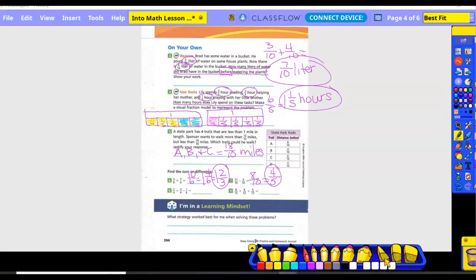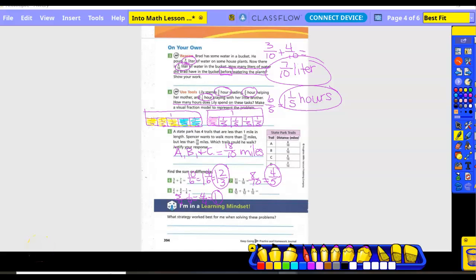Okay, number 8. Can I go ahead and work that? Yep, because they have a common denominator. So 2/4 plus 3/4 is 5/4. 5/4 minus 1/4 is what? 4/4. And 4/4 equals what? 1 whole.